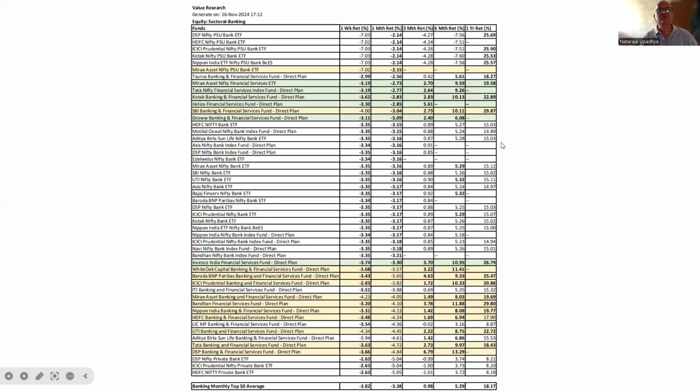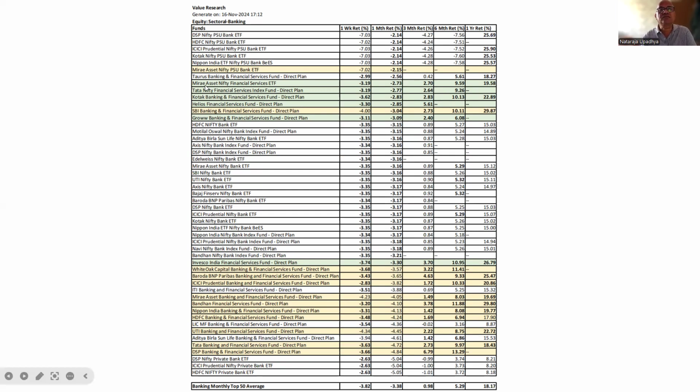Moving to the next one, banking funds. Though they are reasonably doing better nowadays, their annual return is low, 18.17. They're negative for the week and the month, but positive for 3 months basis. The highest annual return among the green ones is 22.89% by Kotak Banking and Financial Services Fund.